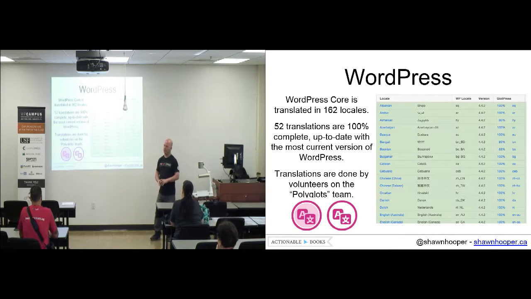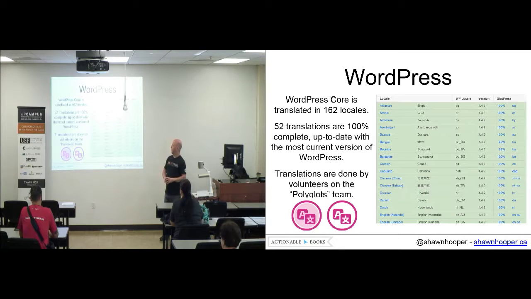WordPress core is available in 162 locales, as of the last time I checked, which was this morning. 52 of those are 100% ready, up to date with WordPress 4.5.3. In that, every word that shows up in the out-of-the-box installation of WordPress is translated and ready to go in those 52 languages, or 52 locales.